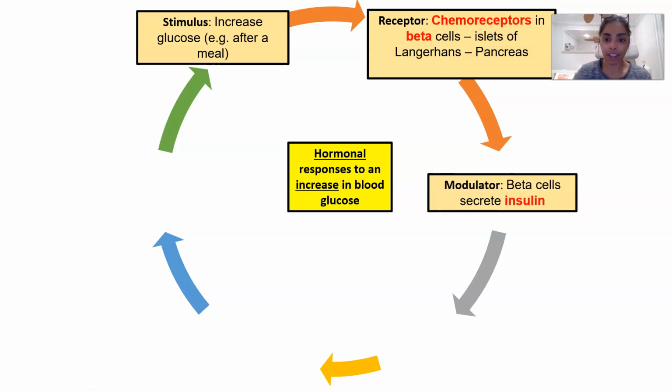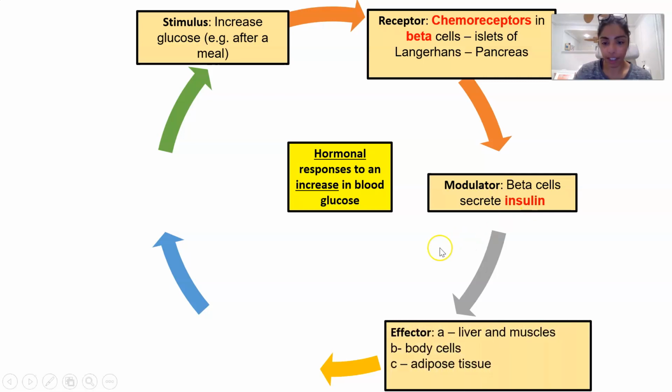The modulator in this case is the beta cells themselves, and these will secrete the hormone insulin. Insulin will target effector organs, which are the liver and skeletal muscle, body cells, and adipose or fat tissue. So there's three things here. This is slightly more involved. We created a mind map about this. I'll put a link in the description for this.